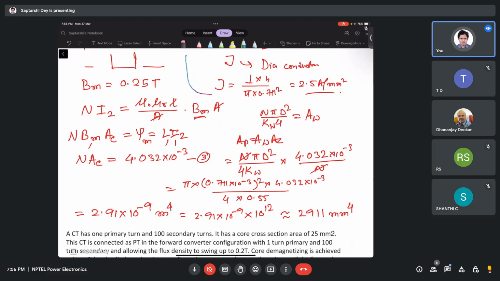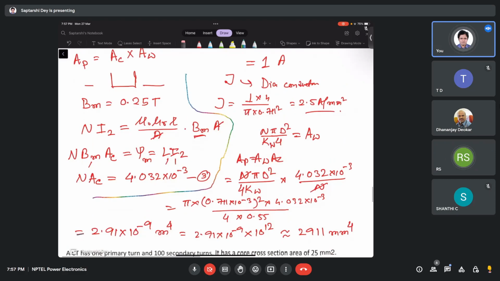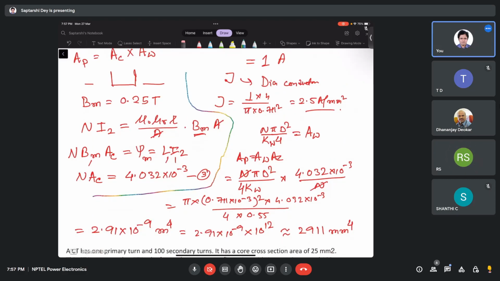Did you understand the calculation and everything? Sir, please repeat it once. The solution. Repeat. See, there are two things we have to find out for the area product. One is the AC, area of conductor. Sorry, not area of conductor, the area of the core. Other one is AW, the area of the window.